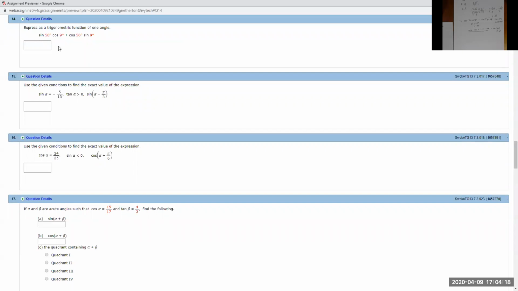Number 14, express as a trigonometric function of one angle. So let me write down what this one is. Sine of 56 degrees times cosine of 9 degrees plus cosine of 56 degrees times the sine of 9 degrees. Just to make it easier to see, and you don't necessarily have to do this, I'm just doing it.